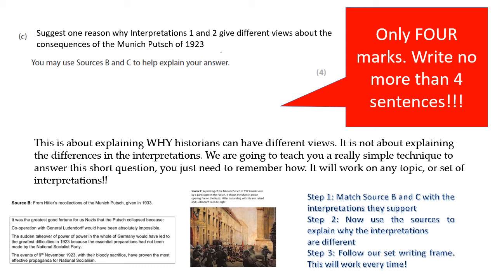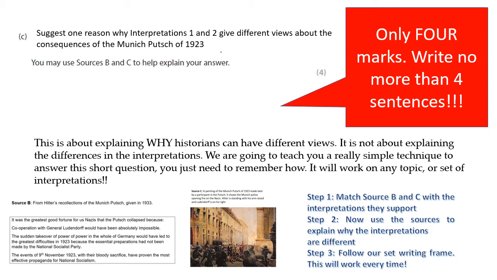Now again, this is only a short answer. You only get 4 marks, so you don't need to write a huge amount. But this is about explaining why historians can have different views. It is not about explaining the differences in the interpretations again. We've done that. So we're going to teach you a really simple technique to answer this short question. You just need to remember how. It will work on any topic or set of interpretations.